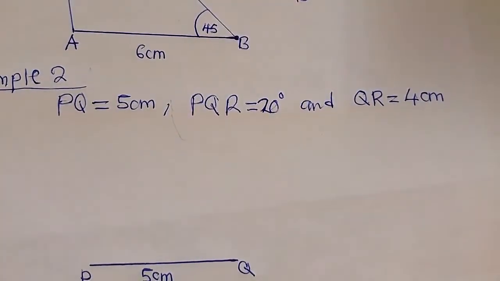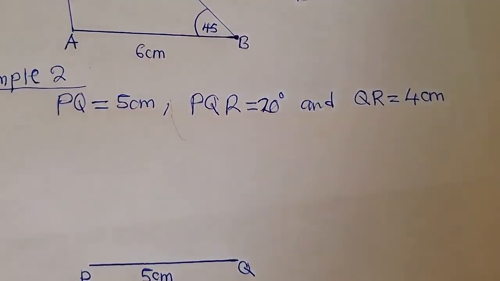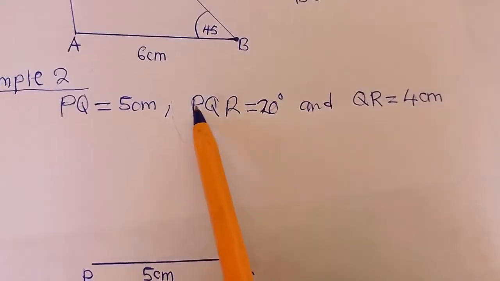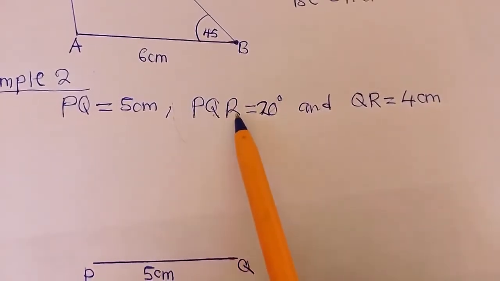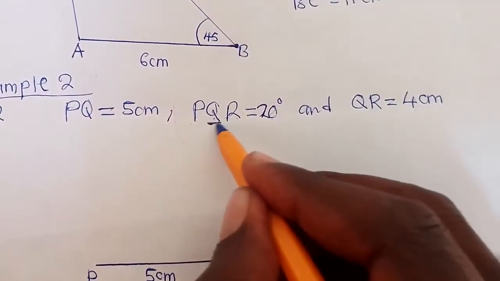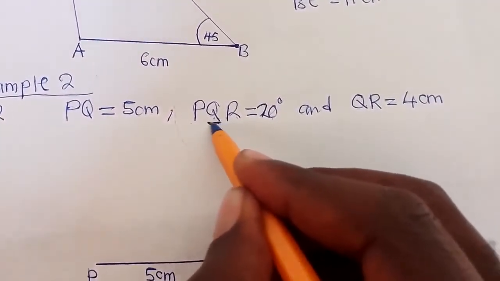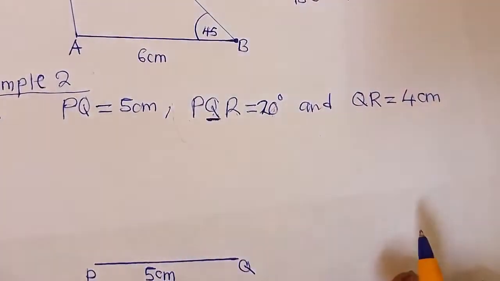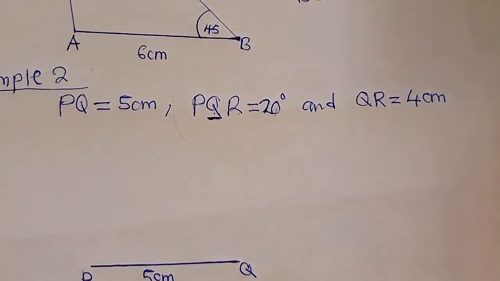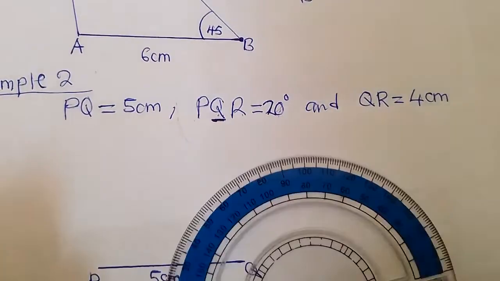After you've done this, the next thing that you are supposed to do now is this. PQR is 20 degrees. So PQ, in the middle you get Q. Q is 20 degrees. So 20 degrees, okay, I get my 20 degrees. You go where Q is, you get this.